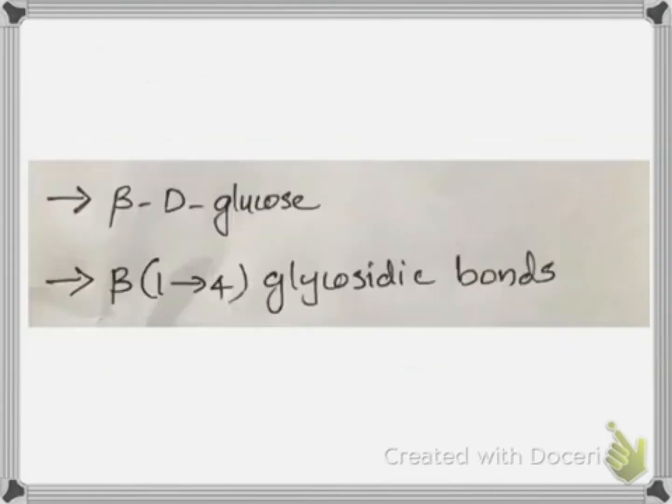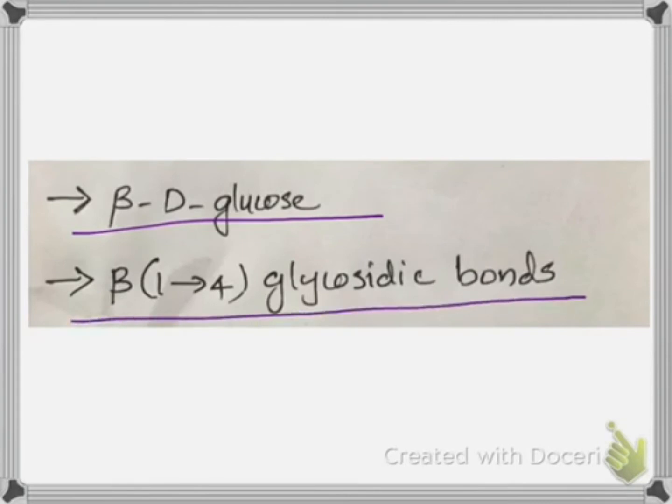Cellulose is made up of beta-D glucose, and these beta-D glucose units are linked together with beta-1,4 glycosidic bonds. So cellulose is a homopolysaccharide. It is made up of beta-D glucose, and the linkage is beta-1,4 glycosidic bonds.